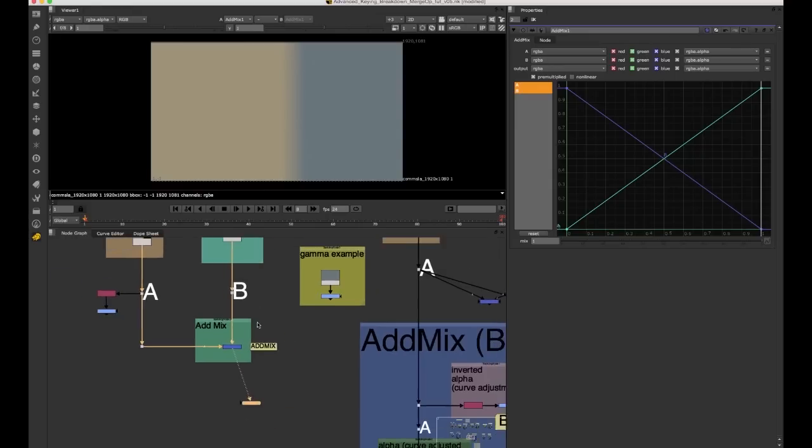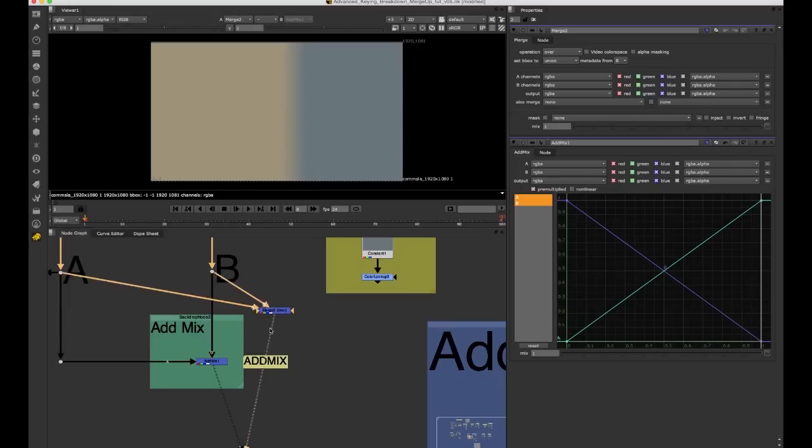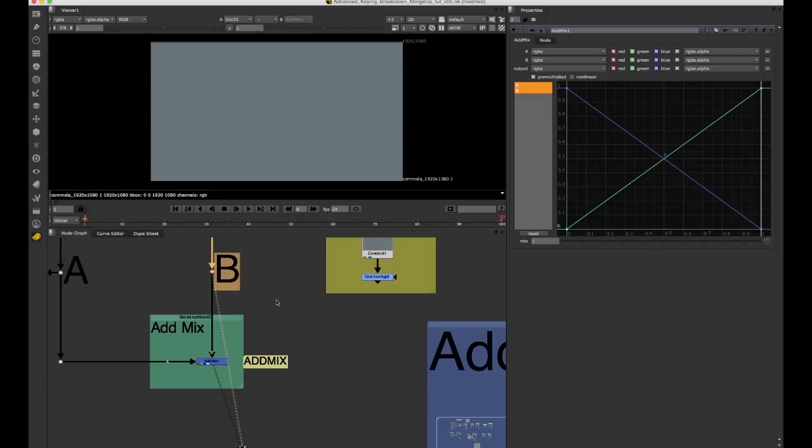And one thing to know is by its default, the Addmix is actually the exact same as just a regular over. It gives you the same result. So if you don't tweak anything, it's going to be the same thing as an over. So that's good to know. It's a good starting place.